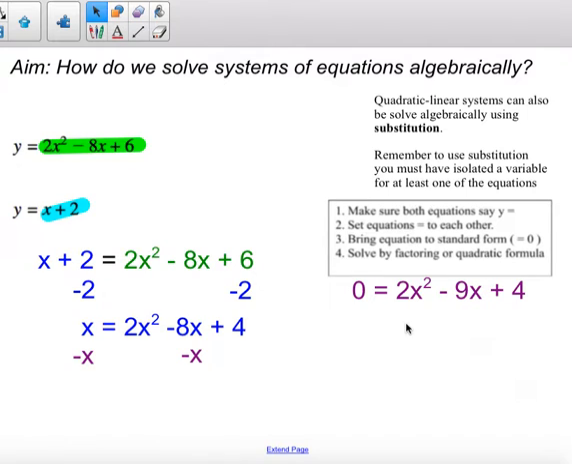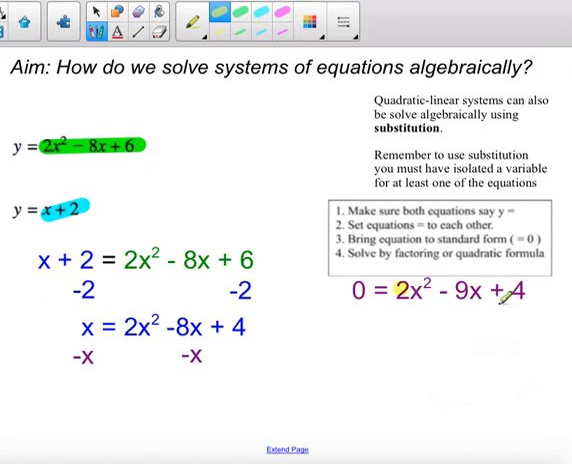The first thing that we're going to do is look to make sure we don't have a GCF. Unfortunately, there's no common factor between 2x squared and negative 9x and 4. Since we can't factor out a GCF, and our a value is greater than 1, this is one of the trickier ones to factor, but we can do it.